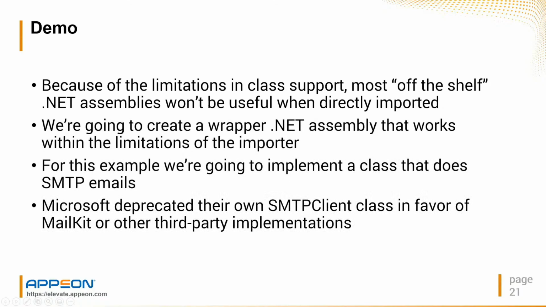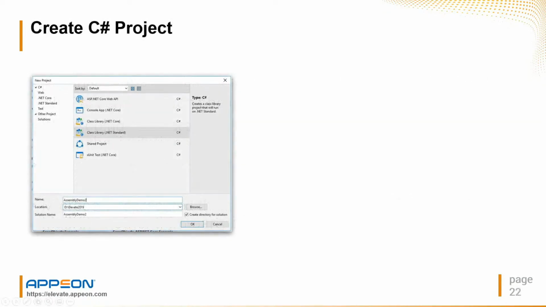Just a note here, there was an SMTP class in the .NET Framework. Microsoft has actually deprecated that, and they recommend MailKit, and that's actually what I ended up using. I ended up using this open source library called MailKit. So what I did is I created a C# project. I decided to use .NET Standard to create a class library.